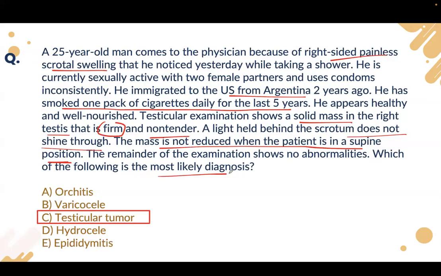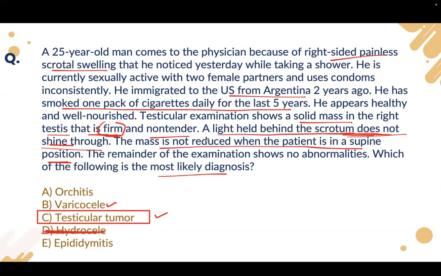The answer is testicular tumors. Now, why is it testicular tumor? First of all, let's notice the physical examination. It is a firm mass that is non-tender and it does not shine. So some of you might suspect varicocele, some of you might suspect tumor. The light held behind the scrotum does not shine, so we can rule out hydrocele.